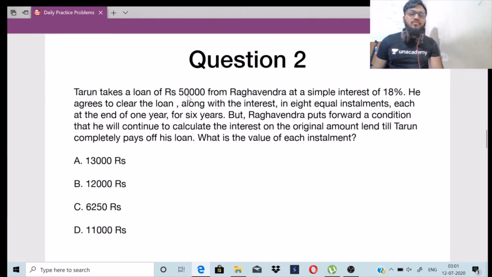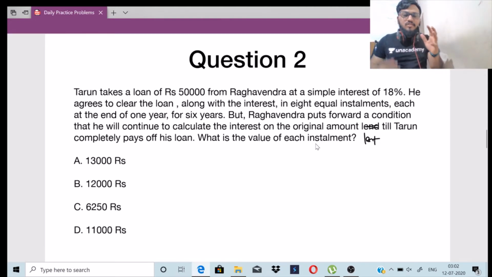Tarun takes a loan of rupees 50,000 from Raghavendra at a simple interest of 18%. He agrees to clear the loan along with the interest in 8 equal installments, each at the end of 1 year for 6 years. But Raghavendra puts forward a condition that he will continue to calculate the interest on the original amount lent till Tarun completely pays off his loan. What is the value of each installment?